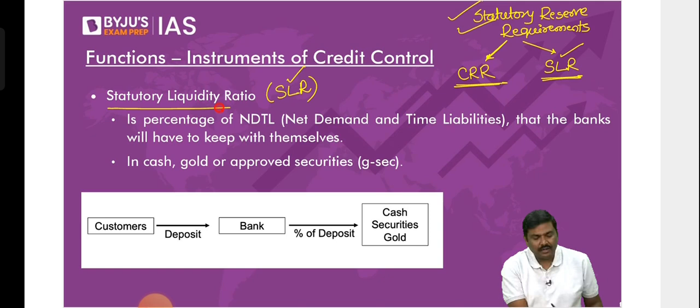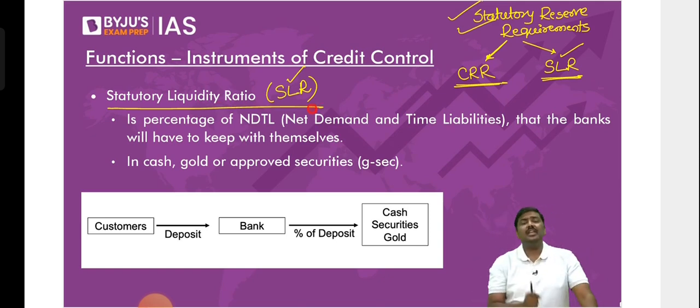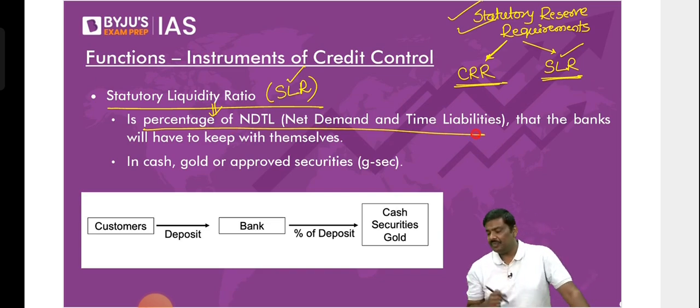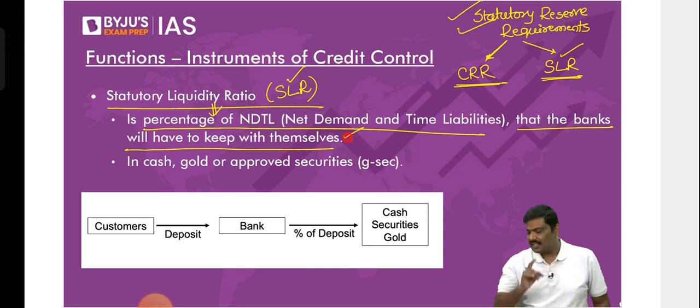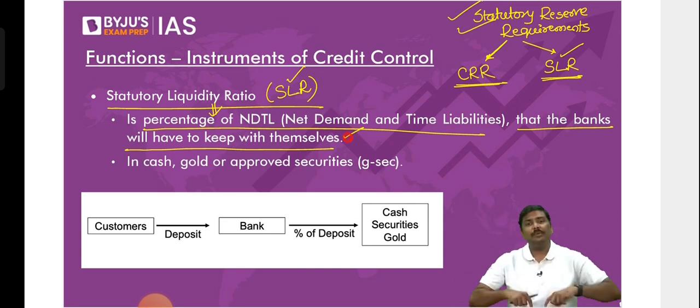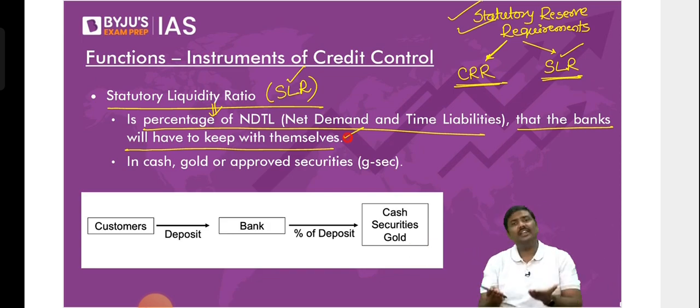Let me start with the first one, SLR. A statutory liquidity ratio. What is the statutory liquidity ratio? It is the percentage of NDTL that the banks are supposed to keep with themselves. Remember this. What is SLR? It is the percentage of NDTL that the banks are supposed to keep with themselves. They are not supposed to give it to anyone. They will keep it with themselves.